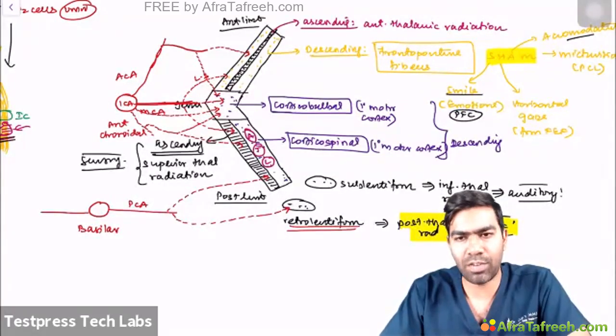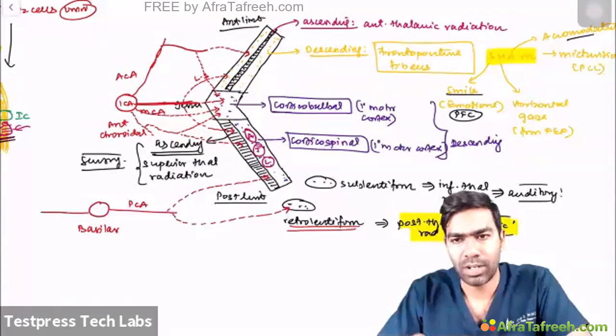Clear? Sublentiform part, again, it's confusing. Majority of the arteries will give multiple lenticulostriate branches, and they can form divisions to the sublentiform segment also, but that is not important. These are the important things that you have to understand.